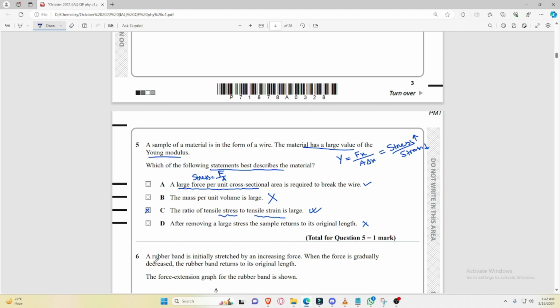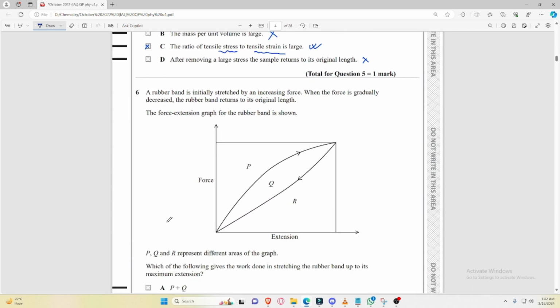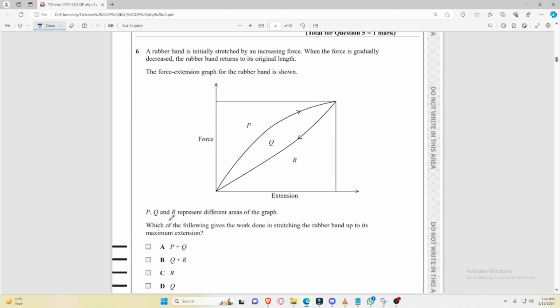Okay, next question. A rubber band is initially stretched by an increasing force. When the force is gradually decreased, the rubber band returns to its original length. Okay, good. P, Q, R represent different areas of the graph. Automatically I can tell that P is a meaningless area. P has no relationship with any energy, any value, any physics concept here. P is just some random area above the graph. Area above the graph does not give anything normally. So area below the graph we will see. So either Q, R or both of them added, they will tell us in a question like this.